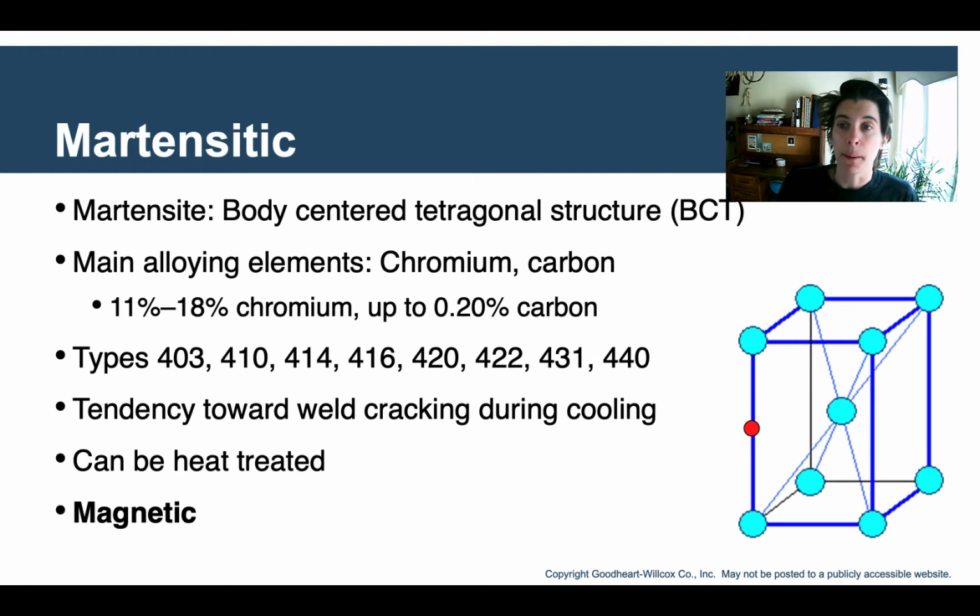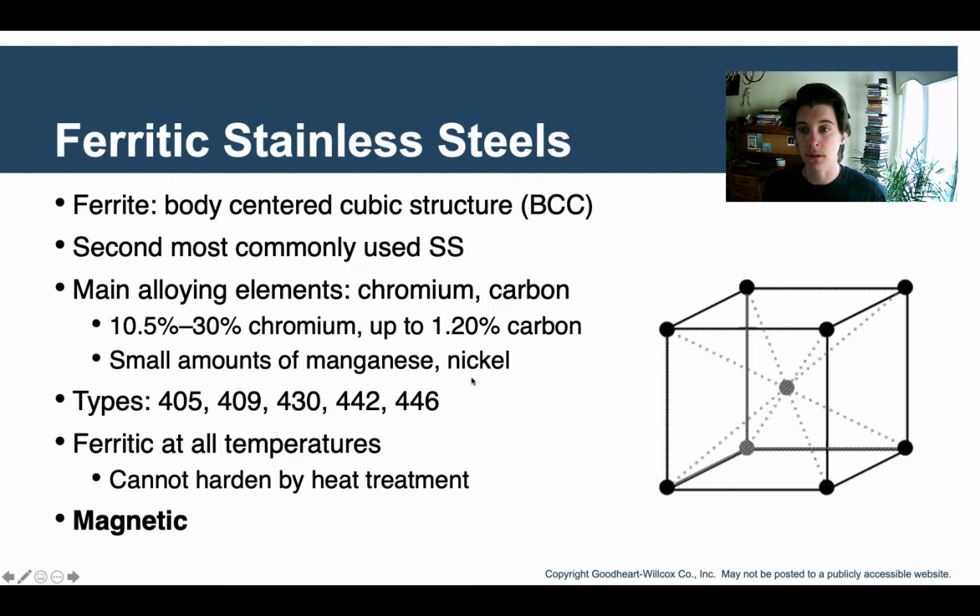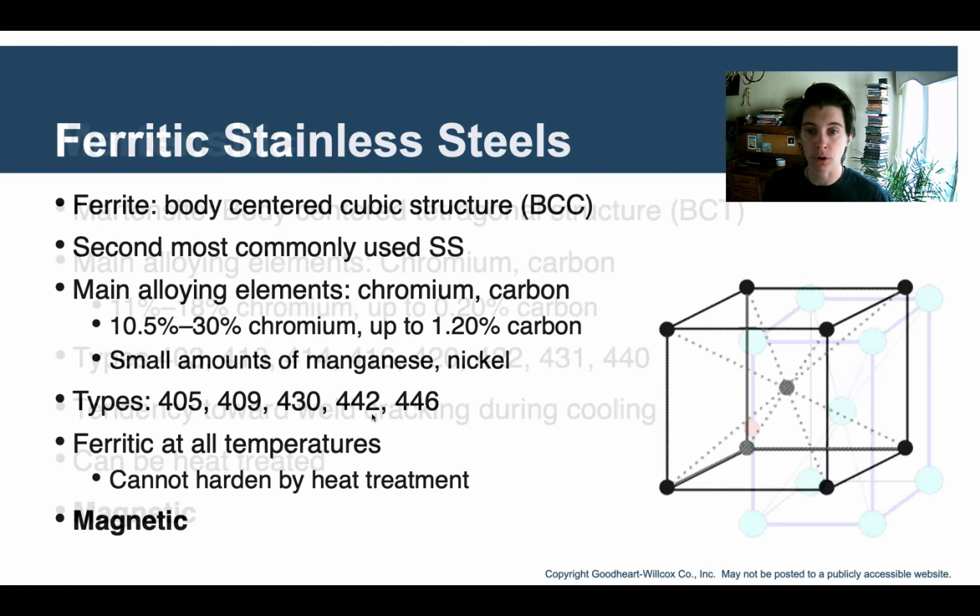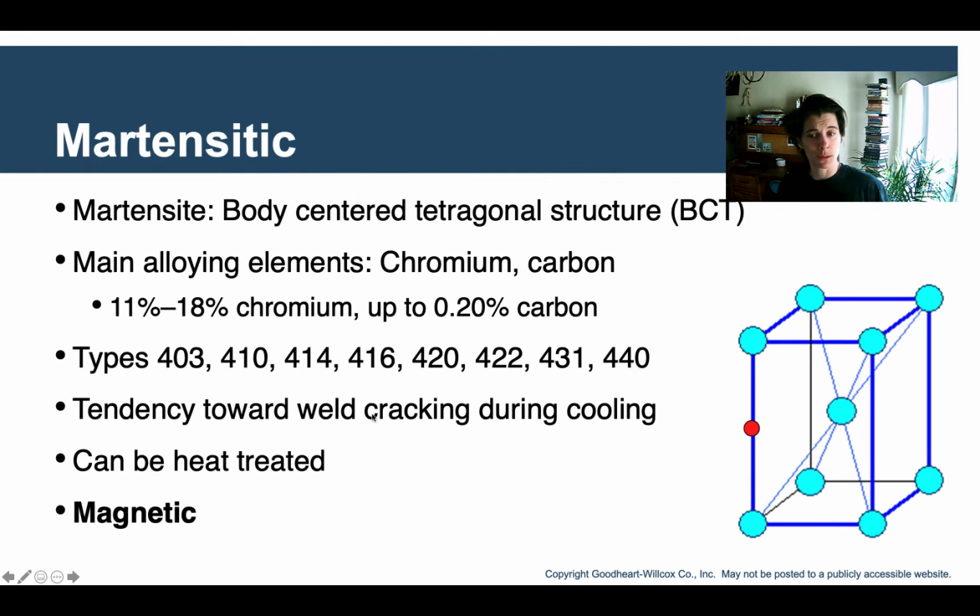So next family, martensitic. So martensite is a body-centered tetragonal structure. Here's a sort of example here. You don't have to memorize all of these. It's just to help you understand why these steels are different. The main alloying elements of martensitic stainless steel are chromium and carbon, these particular percentages and percentage ranges. So martensitic is also in the 400 series, as is ferritic. So it always gets more complicated than it needs to be, or than it could be.